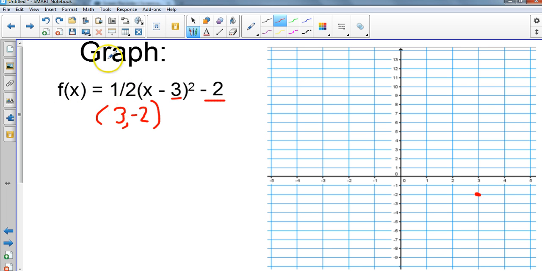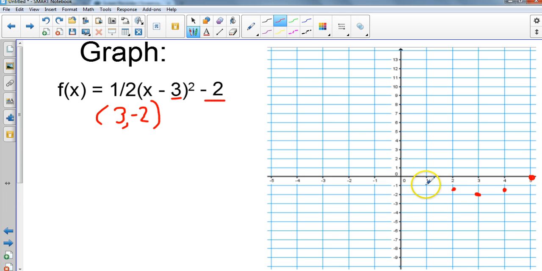Now our stretch factor is positive. We have a half, so it's going to open up. But instead of going our odd values, we're going to go half of those odd value jumps. So if I go over 1, instead of going up 1, I'm going to just go up a half. And then instead of going over 1 and going up 3, now I'm going to go up half of 3, or 1.5. So here's a half plus 1 more. I think 5 is a 0 from here.